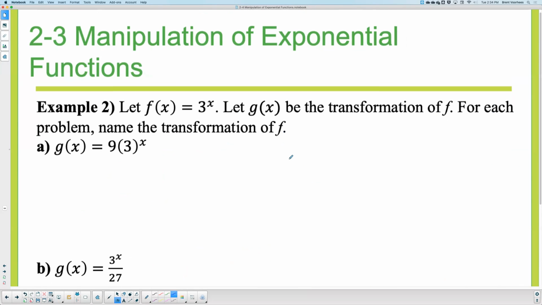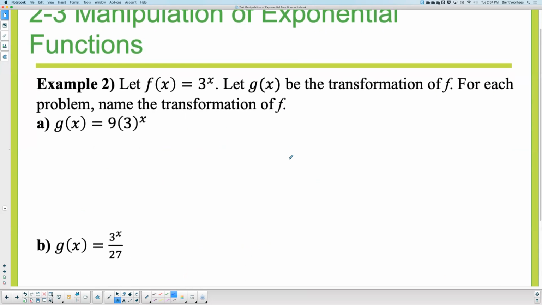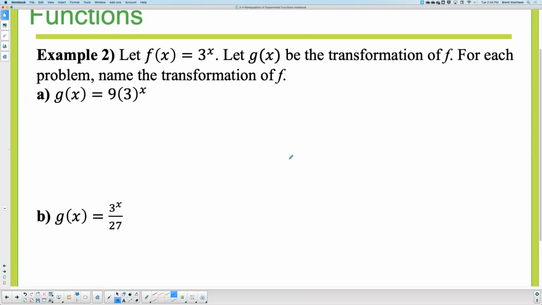All right. This time, I'm going to go backwards, and we're going to look at it this way. It says, let f of x be 3 to the power of x. Let g of x be the transformation of f. For each problem, name the transformation of f. Okay, so right now, what could we state about this transformation here? What's the 9 doing?